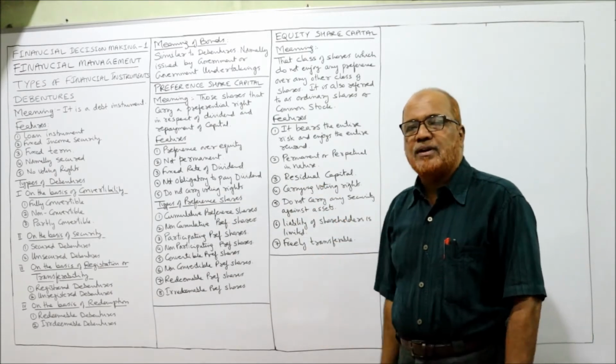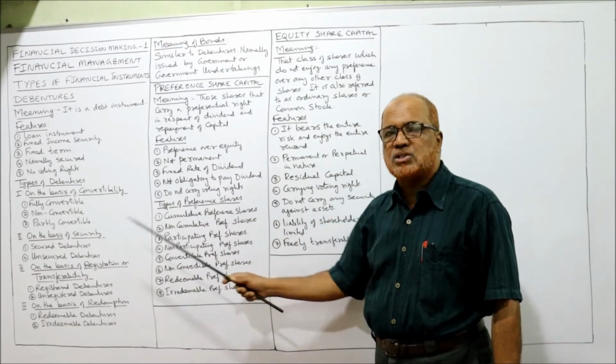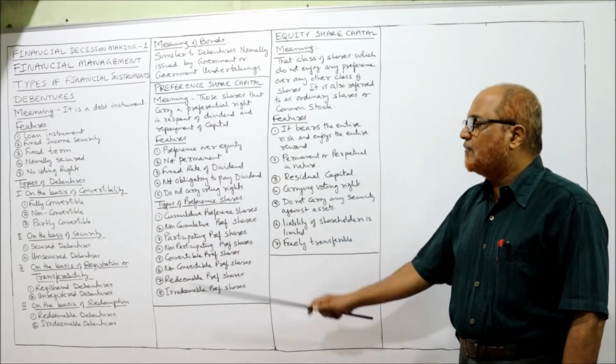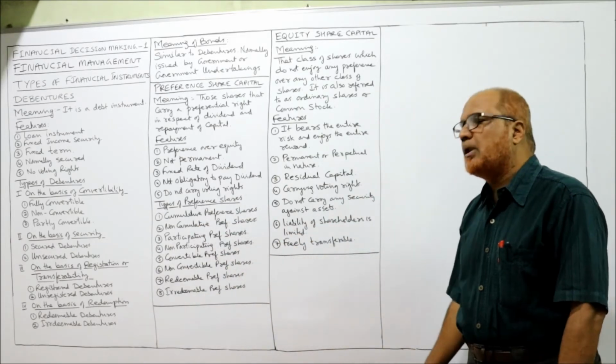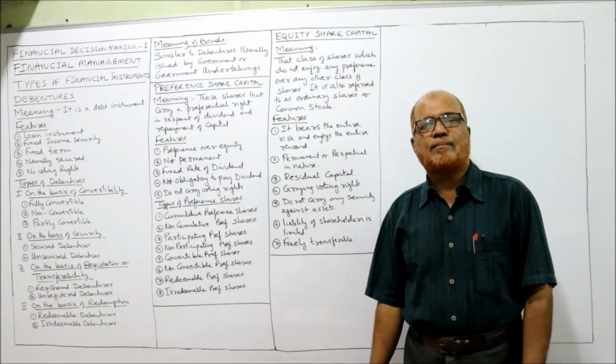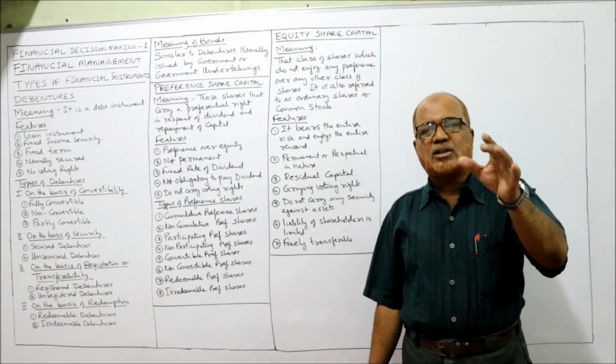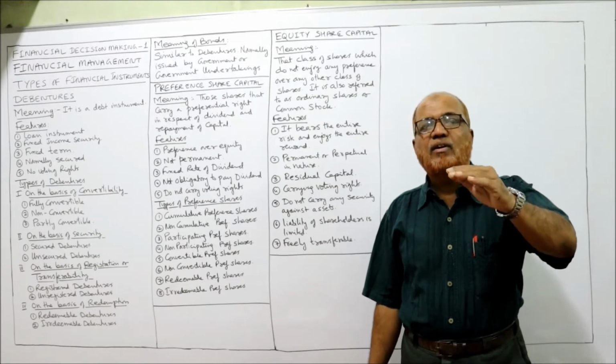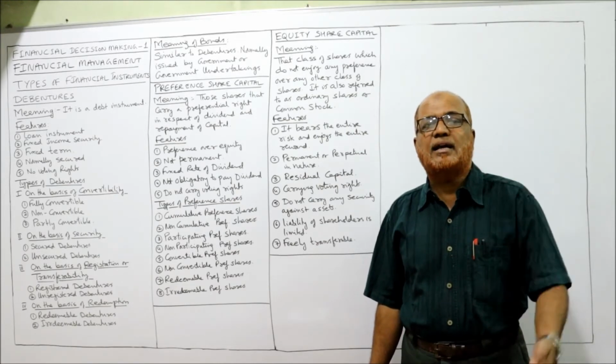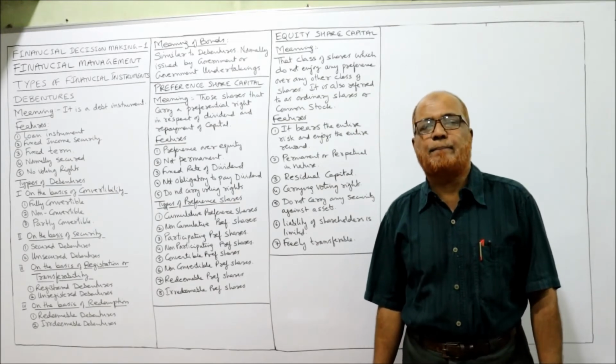Now types of preference shares. Just like types of debentures, we have types of preference shares. The first type of preference share is cumulative preference shares. The cumulative preference shares are those shares where dividend will get accumulated if not paid earlier.